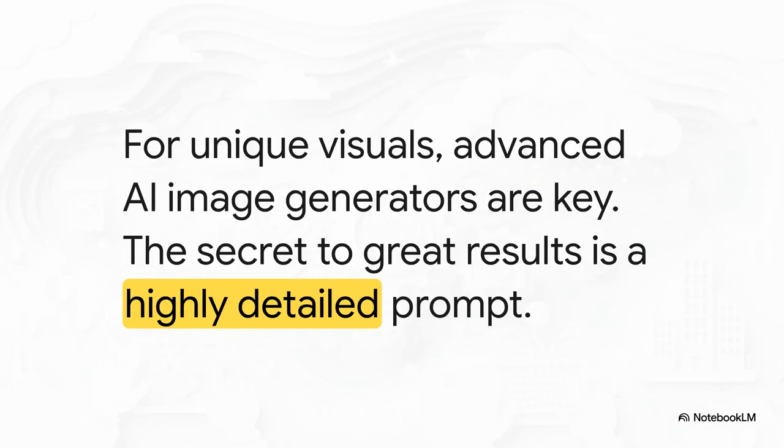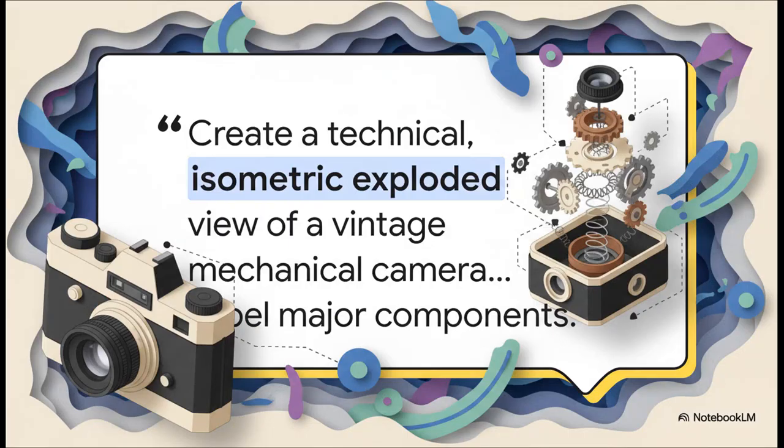What if you need something totally unique, something specific that stock video can't capture? That's where you bring in the advanced AI image generators. And the absolute key, the magic ingredient, is crafting a super detailed prompt. And this is the secret sauce. Seriously, it's all about shifting your mindset from asking the AI for something to directing it, like you're writing a creative brief. Instead of a lazy camera diagram prompt, you give it something like this, with tons of detail. And what you get back is a professional, technical illustration that looks amazing.